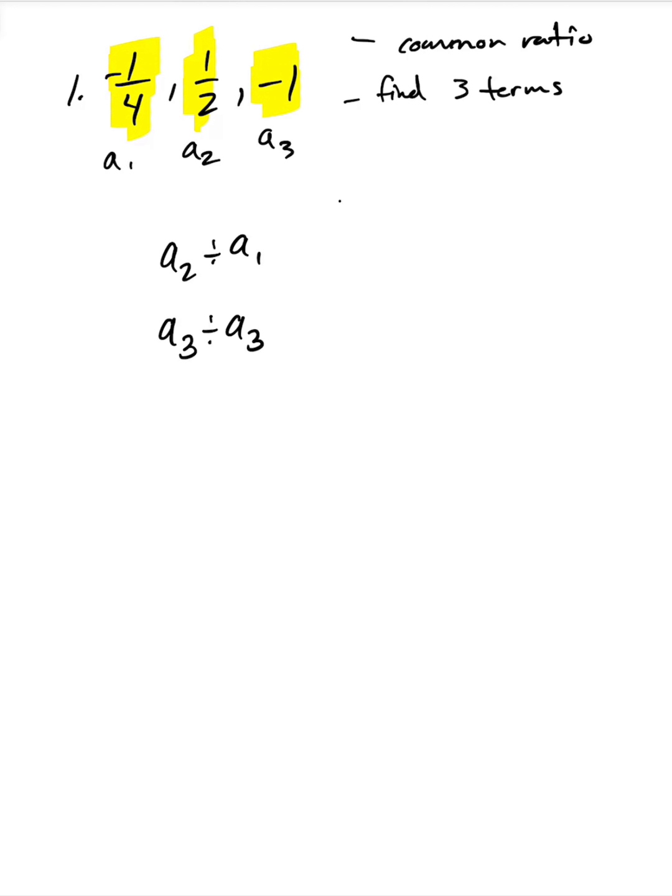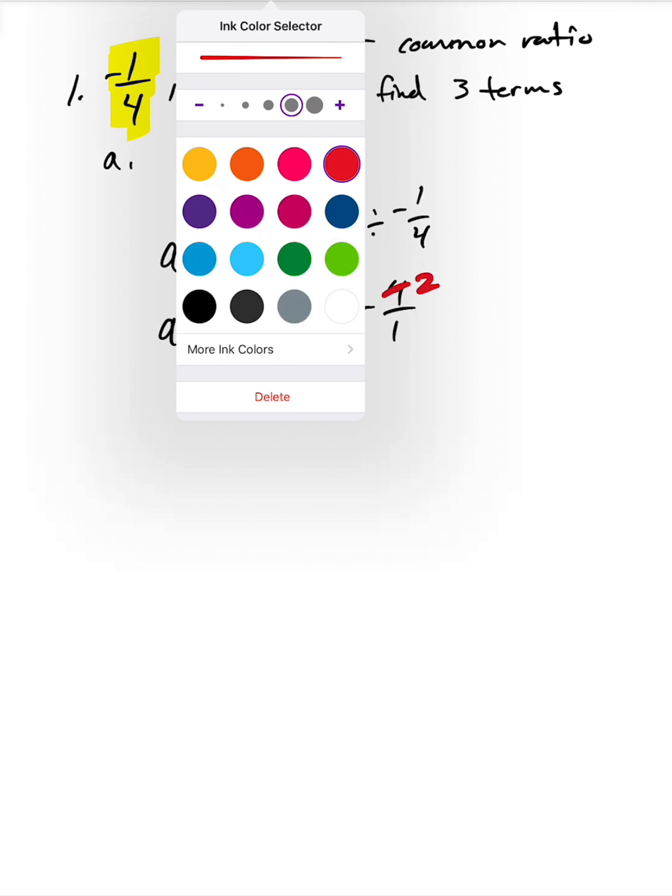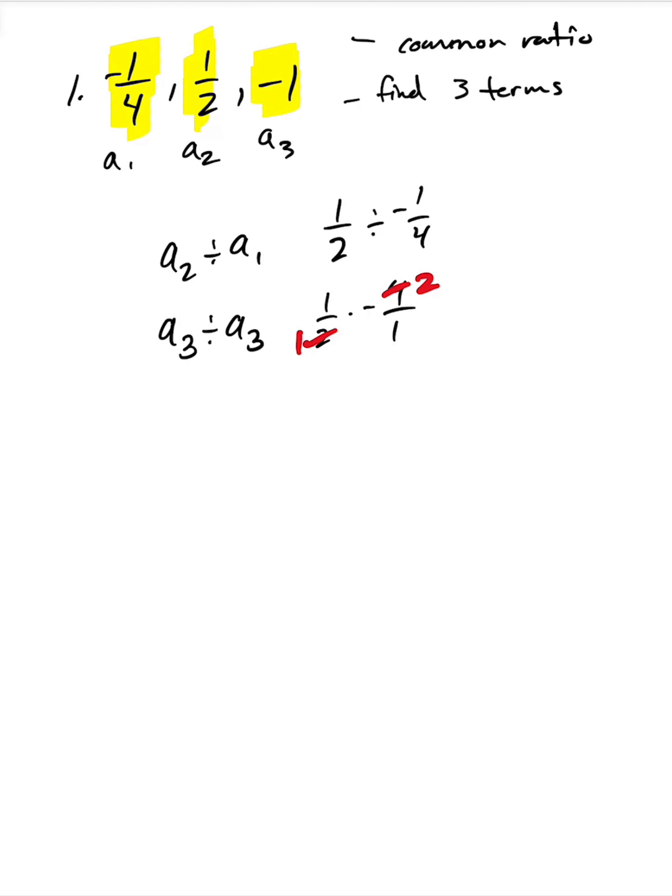So my A2 is half, right? And then my first term is negative 1/4. As you know, the rule for dividing fractions is to multiply by the reciprocal. Then I can simplify here. That's 1, and that gives me 2. Okay, and so I'm ending with negative 2. And this is my common ratio, so I've just figured that part out.